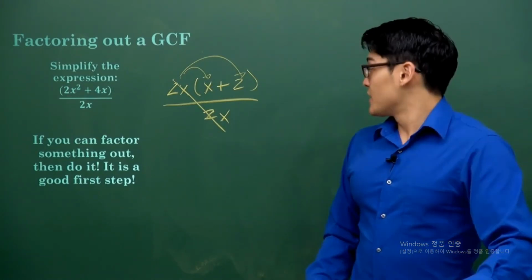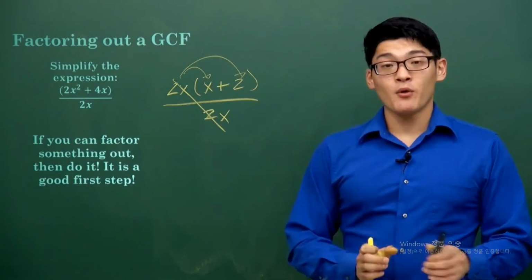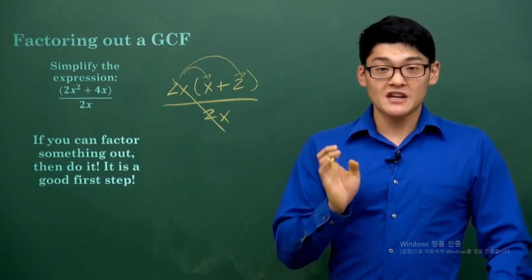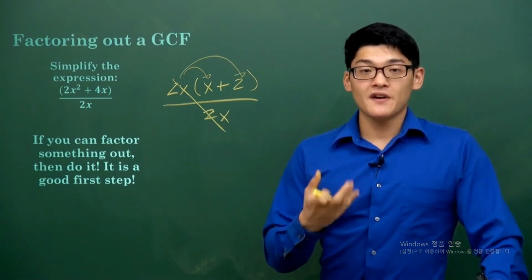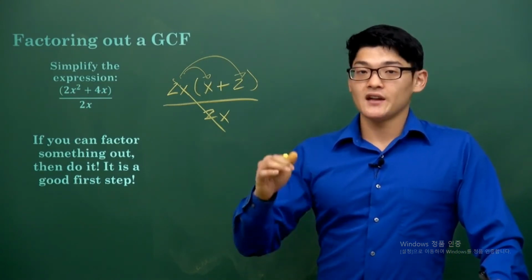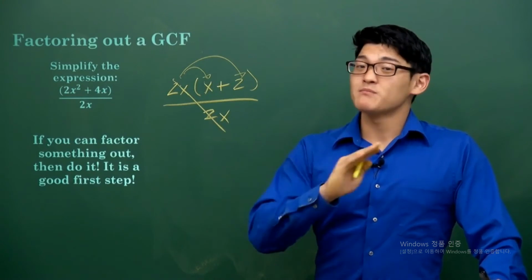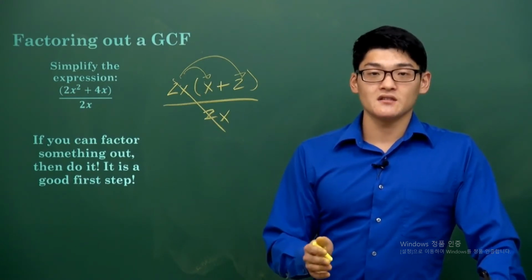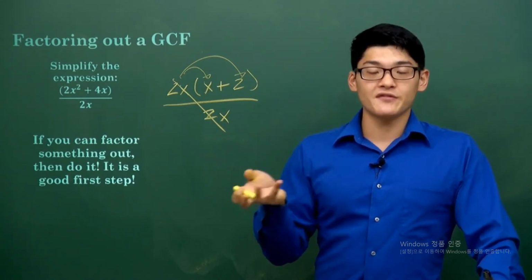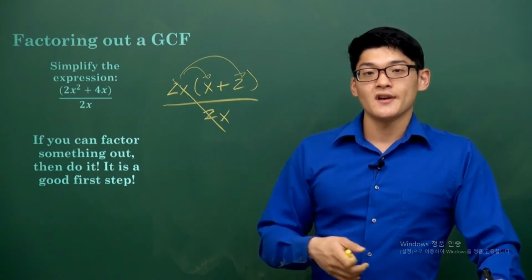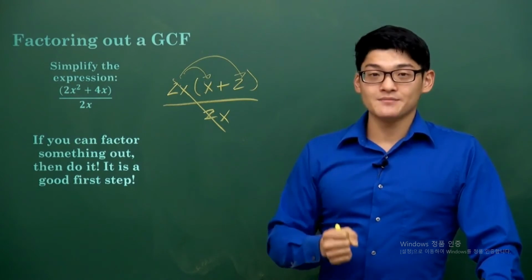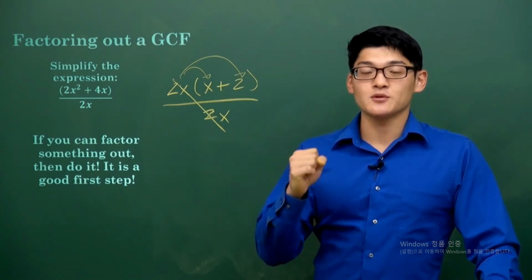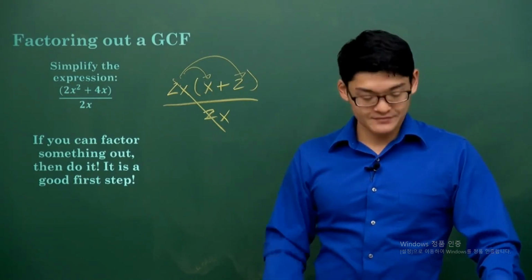Okay, so this is something very important. It's a foundational thing on the Math SAT to be able to factor out something. You're going to find a greatest common factor and factor it out. And if you can do it, just go ahead and do it. It's going to be a really good first step or first approach into solving a problem. So please go ahead and do that. Get a lot of practice with this and being able to recognize what you can factor out.